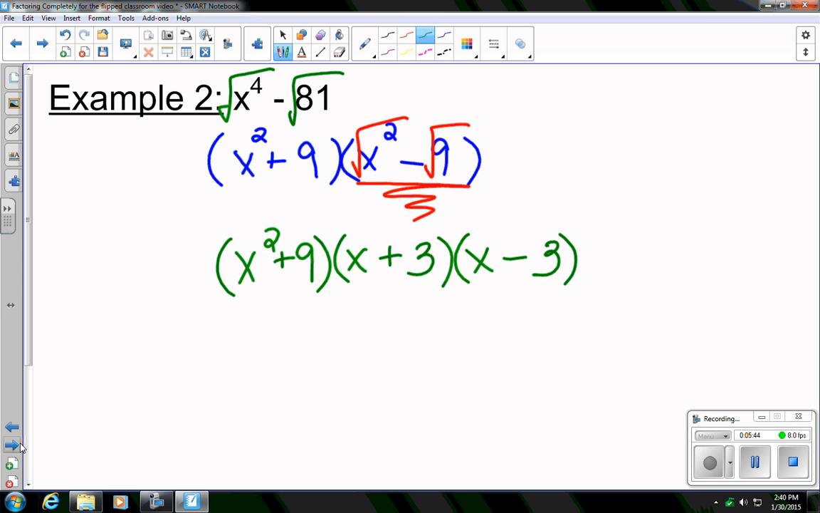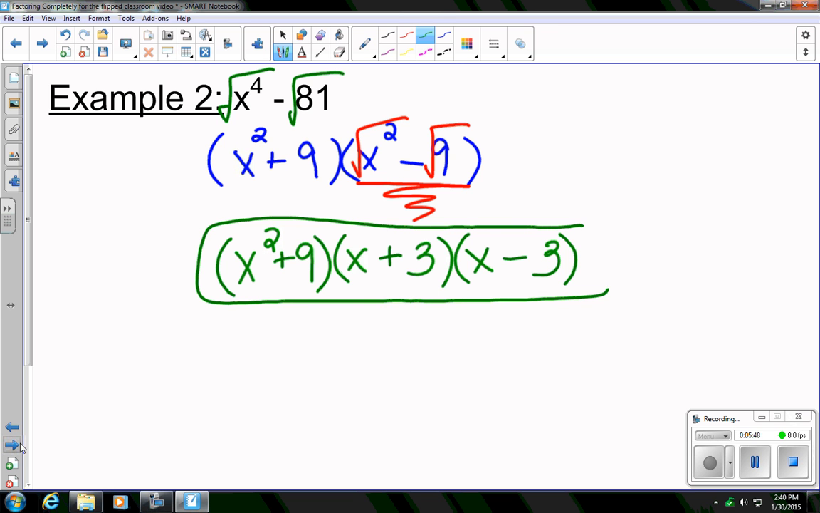And at this point, I'm done because none of my factors can be factored any further. The point of factoring completely is so that you have as many factors, but none can continue being factored. So we're done. And this time we used difference of two perfect squares and then difference of two perfect squares again. So let's move on to number 3.